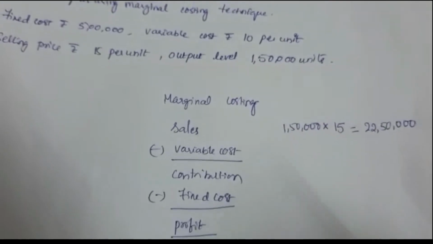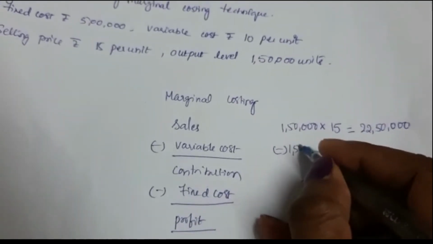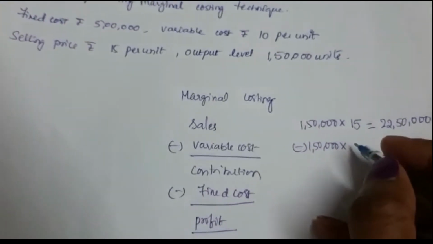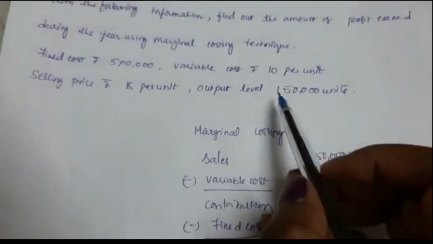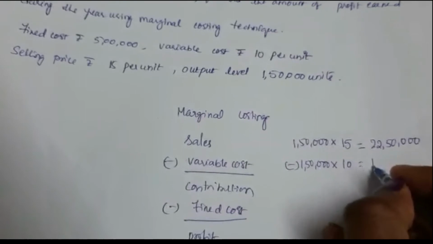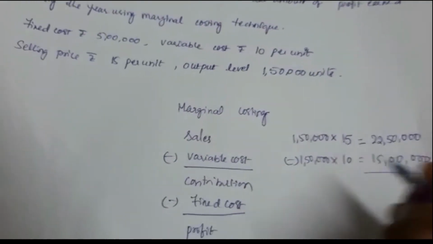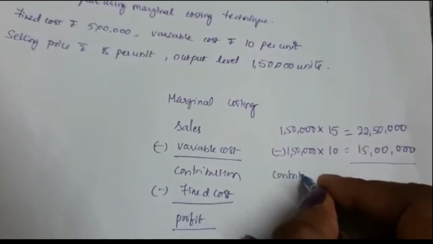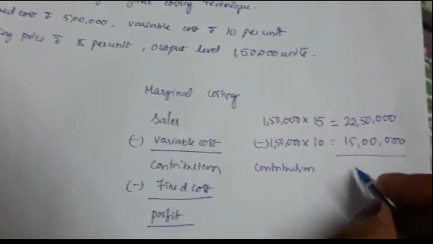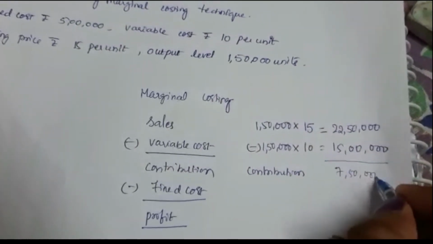22,50,000. From this we need to deduct the variable cost. So variable cost will be calculated as the number of units produced into cost per unit. Variable cost is given as rupees 10 here. So this will become 15 lakhs. And the leftover amount will be considered as the contribution. So this is going to be 7,50,000.